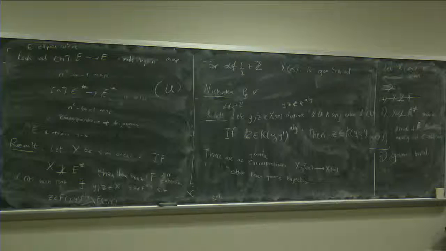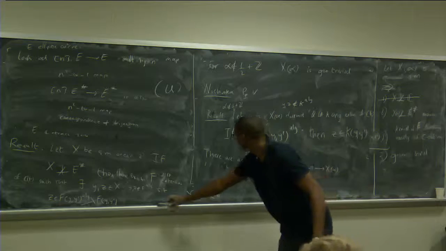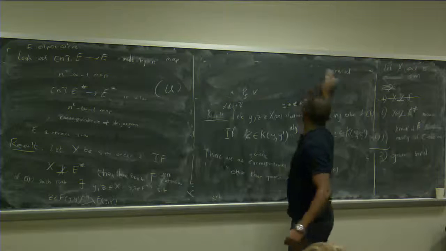Could you give me a model theoretic definition of geometry trivial? Yeah, if you understand algebraic closure, it's very easy.